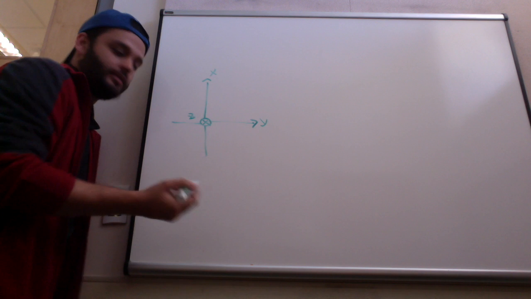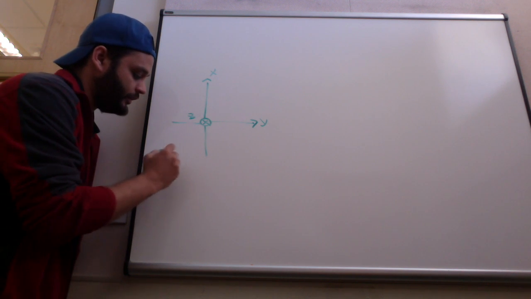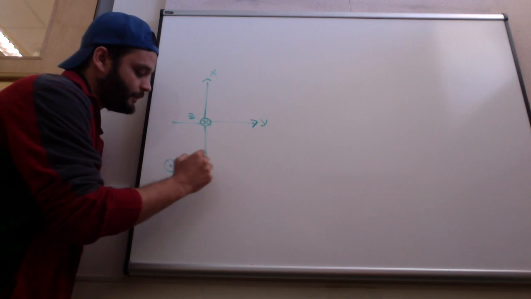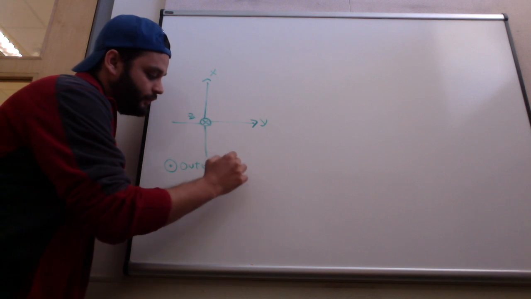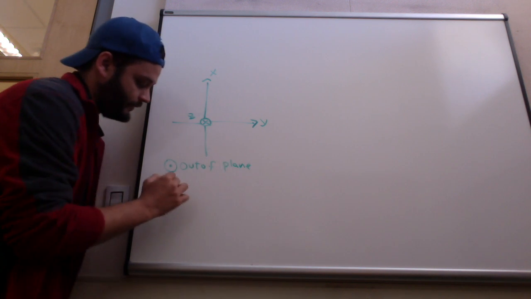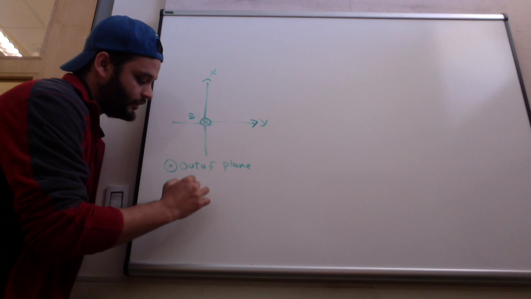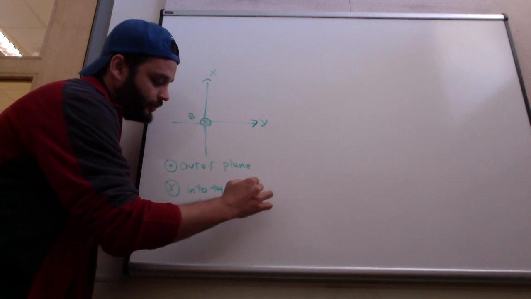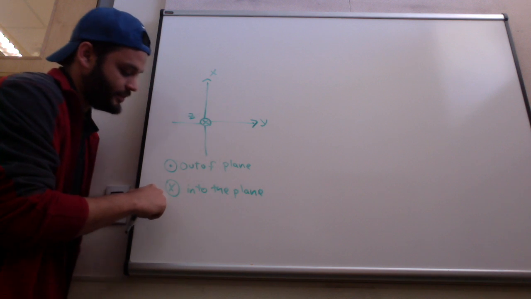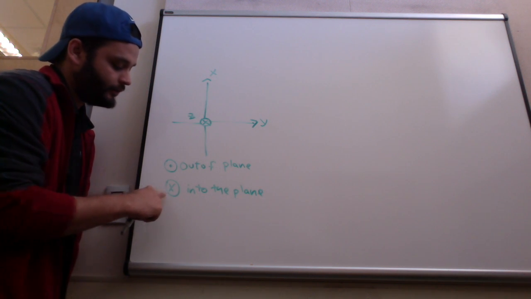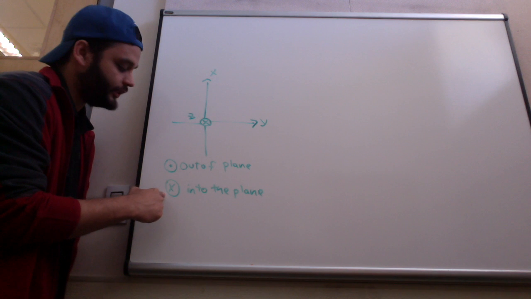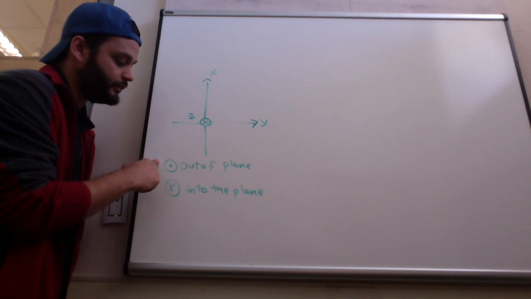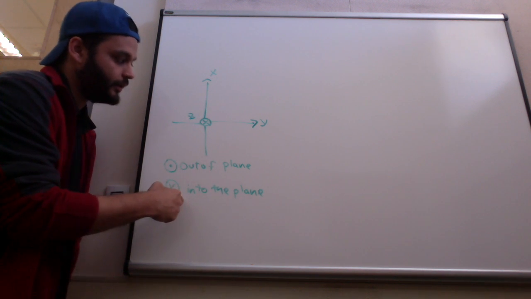And just on a side note, this is out of plane, and across is into the plane. Think of this as an arrow going away from you, and this as an arrow coming toward you. So that's coming out of the plane and into the plane.